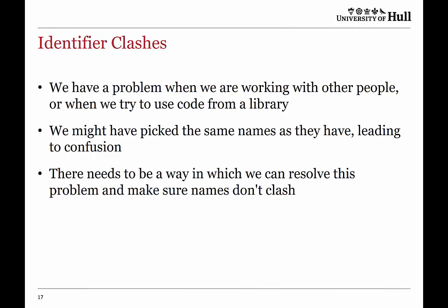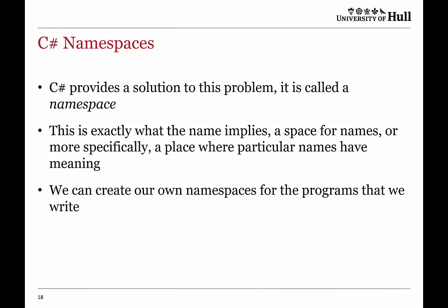You might have a class called menu. Somebody else on the same system as you might also make a class called menu. Can happen. Needs to be a way of making sure that names don't clash. And C# provides a thing called a namespace, which is basically a context in which names have meaning. And we can create our own namespaces and populate them any way we like. And names we create in our own namespace are unique and special to us. It's all to do with context.